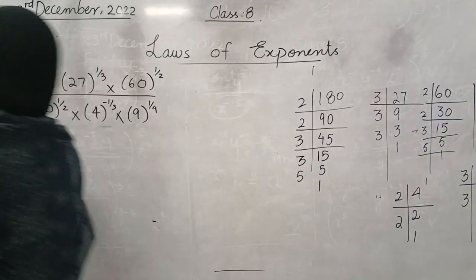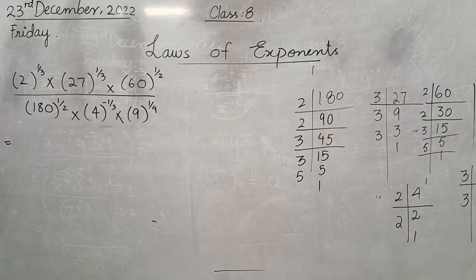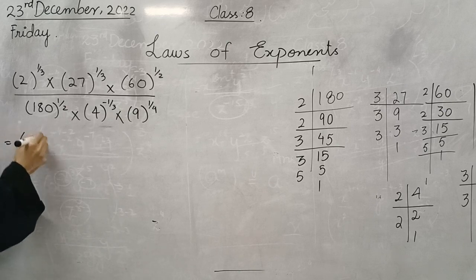Your first step will be to find out the prime factors, and now I will put all the prime factors in index notation. Do you know what is index notation? Exactly, writing the factors in exponential form. Good. This is 2 raised to power 1 by 3.